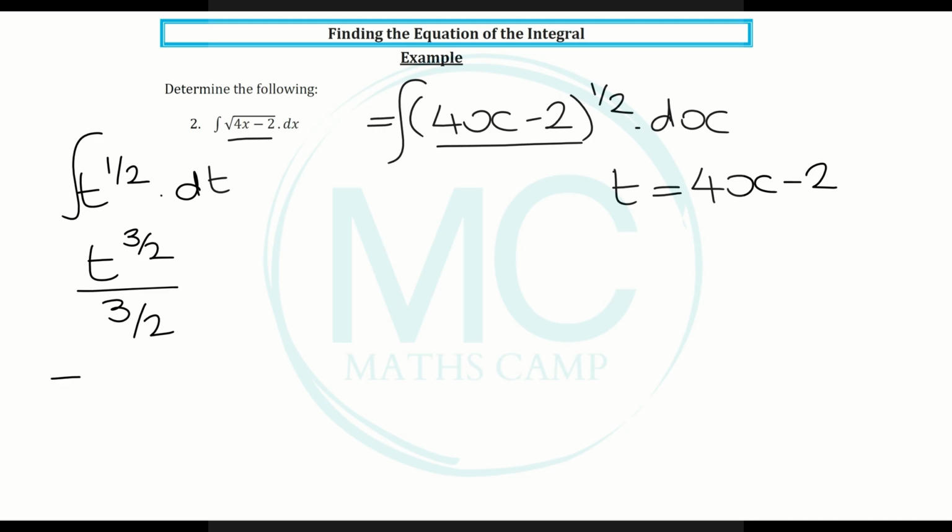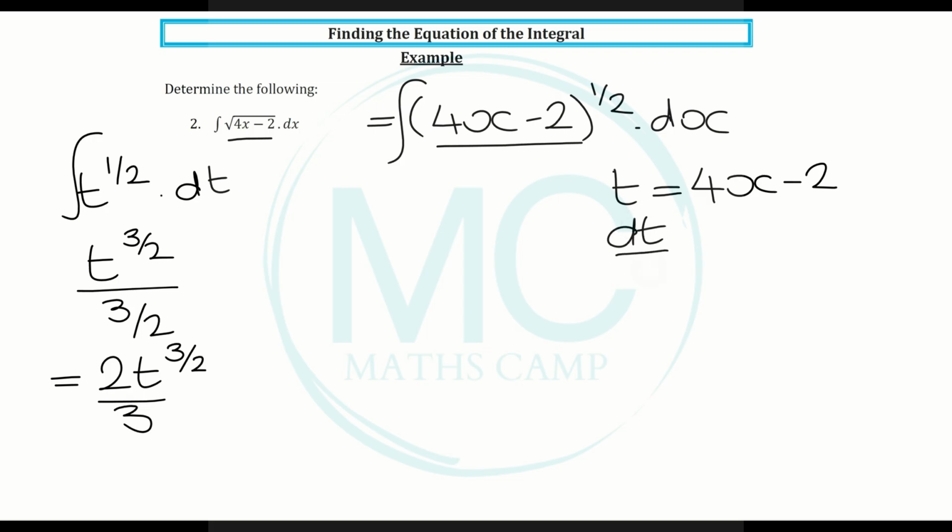Let's tidy this up. T divided by 3 over 2 gives me 2t over 3 with an exponent of 3 over 2. Now I can differentiate my equation for t.